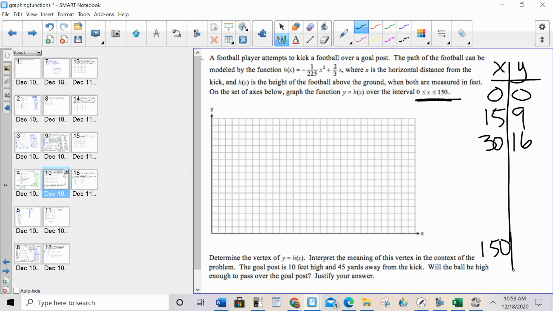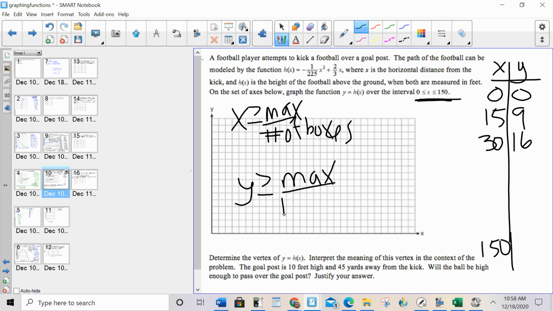Now you're going to have to create your scale. Your x is going to be greater than or equal to the max divided by the number of boxes, and your y is going to be greater than or equal to your max divided by the number of boxes. So once you get your table, for the x's, it's going to definitely be 150. For the y's, whatever your largest value in your table is, that's going to be your max.